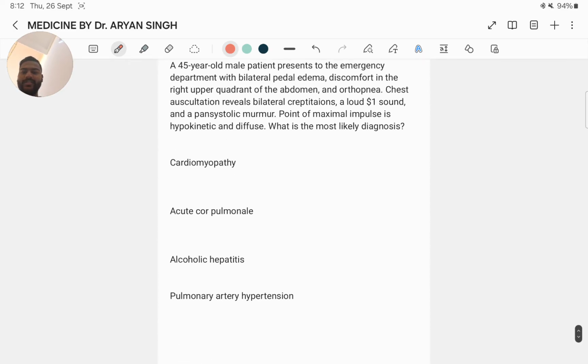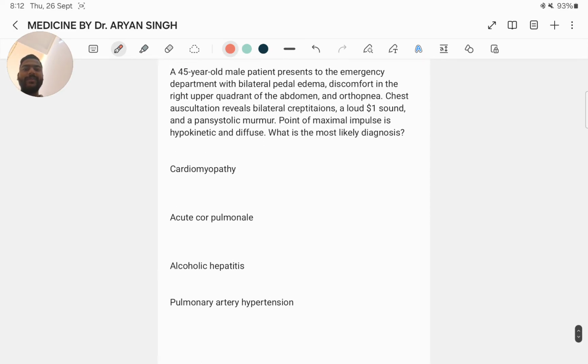Next question. A 45-year-old male patient presents to the emergency department with bilateral pedal edema, discomfort in the right upper quadrant of the abdomen, and orthopnea. Chest auscultation reveals bilateral crepitations, a loud S1 sound, and a pansystolic murmur. The point of maximal impulse is hypokinetic and diffuse. What is the most likely diagnosis? Cardiomyopathy, acute cor pulmonale, alcoholic hepatitis, or pulmonary artery hypertension?